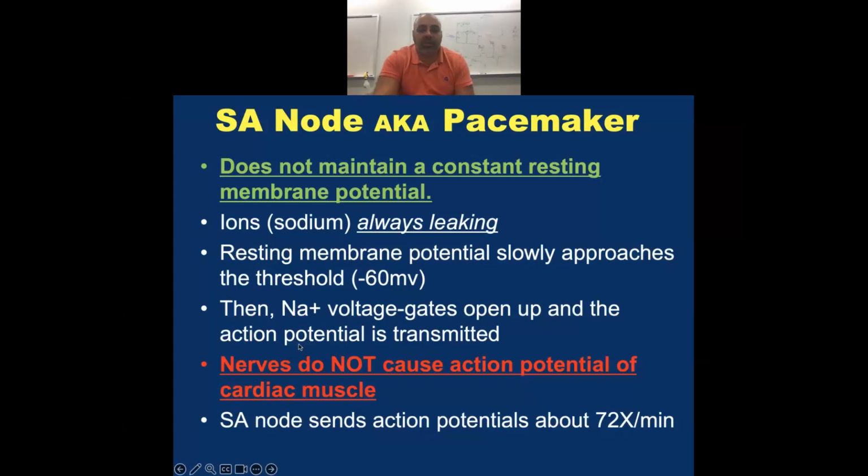There is no nerve control of the heart. It has its own SA node. Acetylcholine does not play a role in here. And like we said, the SA node sends action potentials. It should be 60 to 100. No one just sits at 72. Okay.